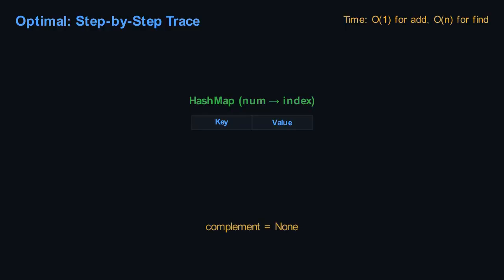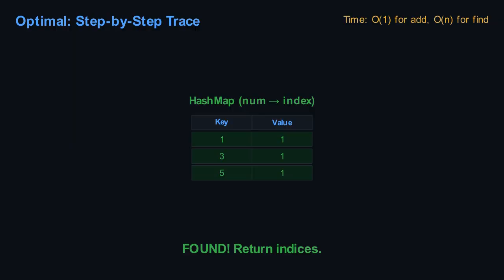Let's walk through the example. We start with an empty dictionary. After add 1, the dictionary holds 1:1. After add 3, it becomes 1:1, 3:1. After add 5, it becomes 1:1, 3:1, 5:1. Now we call find 4. We look at the first key, 1, compute complement 3, see that 3 exists and is different from 1, so we return true right away.